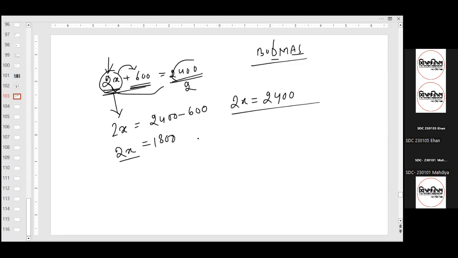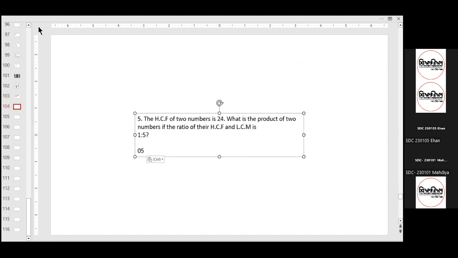Got it? Yes, sir. So that's the reason why we should not go for the division first. We have to deduct the 600 to get the number which is exactly equal to 2x. Get it? Yes, sir. Okay, now let's go for the second one, right?